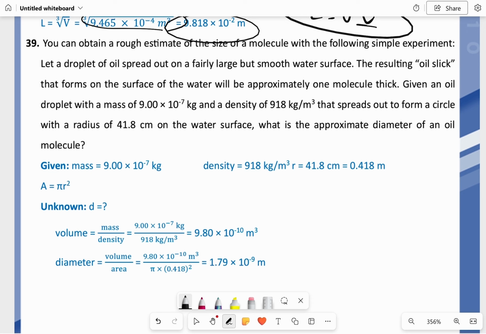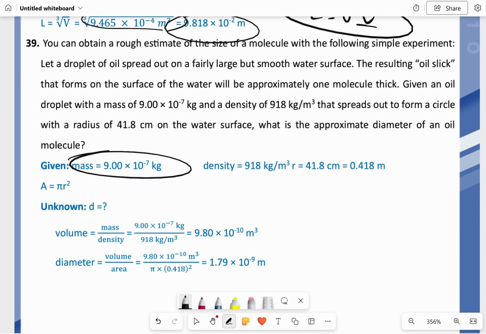You can obtain a rough estimate of the size of a molecule with the following simple experiment. Let a drop of oil spread out on a fairly large but smooth water surface. The resulting oil slick that forms on the surface of the water will approximately be 1 molecule thick. Given an oil droplet with a mass of 9 times 10 to the power of minus 7 kilogram and density of 918 kilogram per meter cube, that spreads out to form a circle with a radius of 41.8 centimeter on the water surface. What is the approximate diameter of an oil molecule?